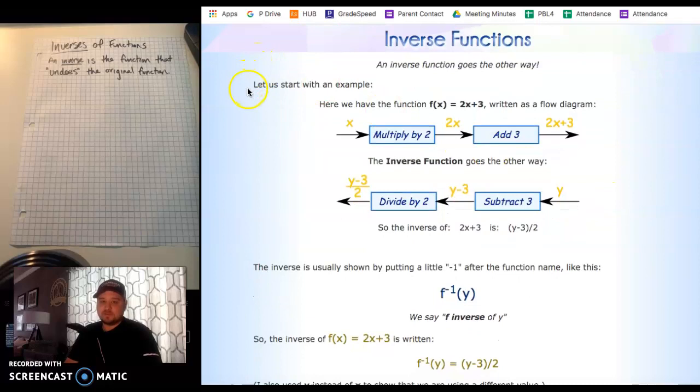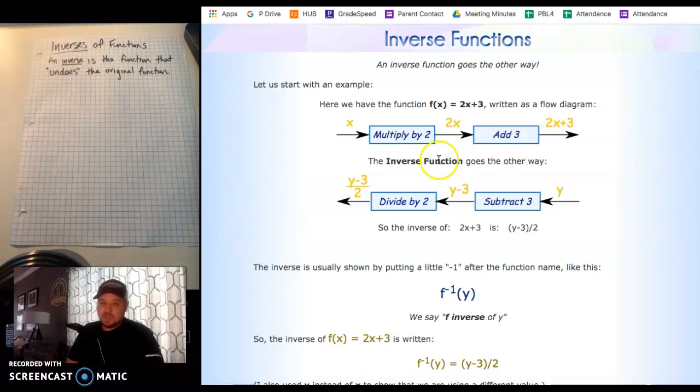So if we look here, it says, let us start with this example. We have a function f of x equals 2x plus 3. So this is like a plain old y equals mx plus b linear equation. Got a y-intercept of 3, a slope of 2. We could work all the way through that.